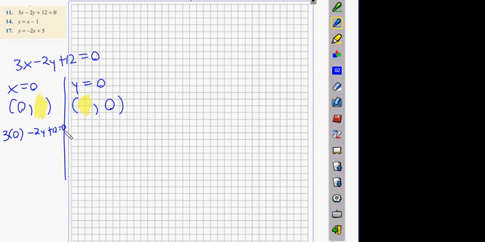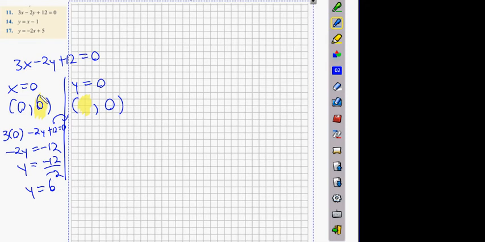minus 2y plus 12 equals 0. We move the 12 over to the other side, and we get minus 2y equals minus 12. And what's y equal to? y equals minus 12 divided by minus 2, which is 6. So the point is 0, 6.